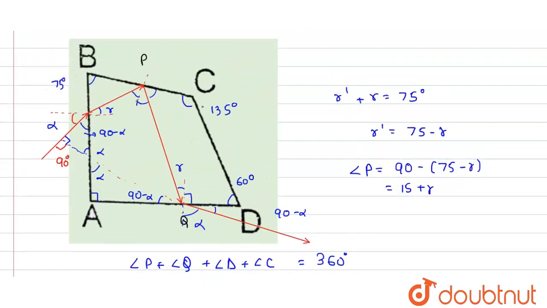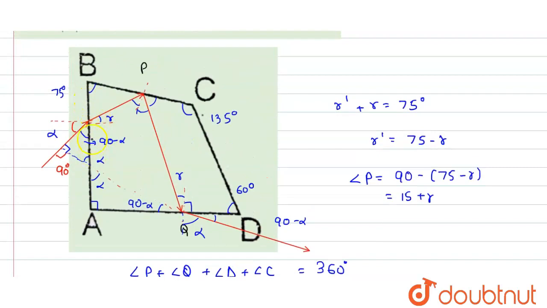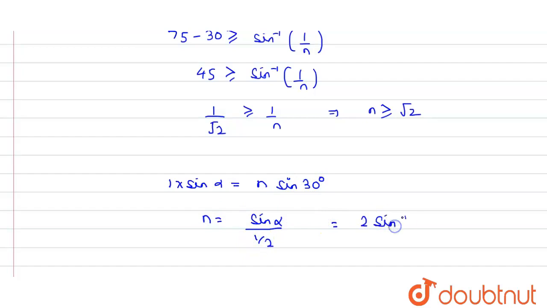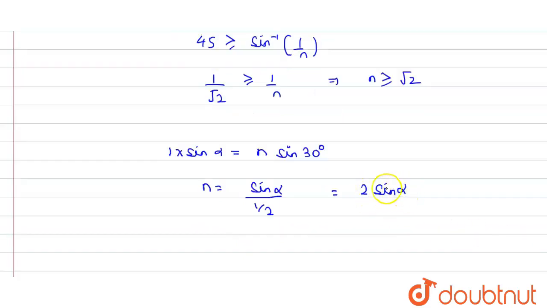Now another limit we will get from Snell's law. If we apply Snell's law at this surface, here the refractive index is 1 and here the refractive index is n. So 1 into sine alpha would be equal to n into sine r. Now what is our r? r we have calculated to be 30 degrees. So n would be equal to sine alpha divided by sine 30. Sine 30 is 1 divided by 2, so it would be equal to 2 sine alpha. What would be the maximum value of sine alpha? Sine alpha maximum value would be 1. So n maximum value would be equal to 2.